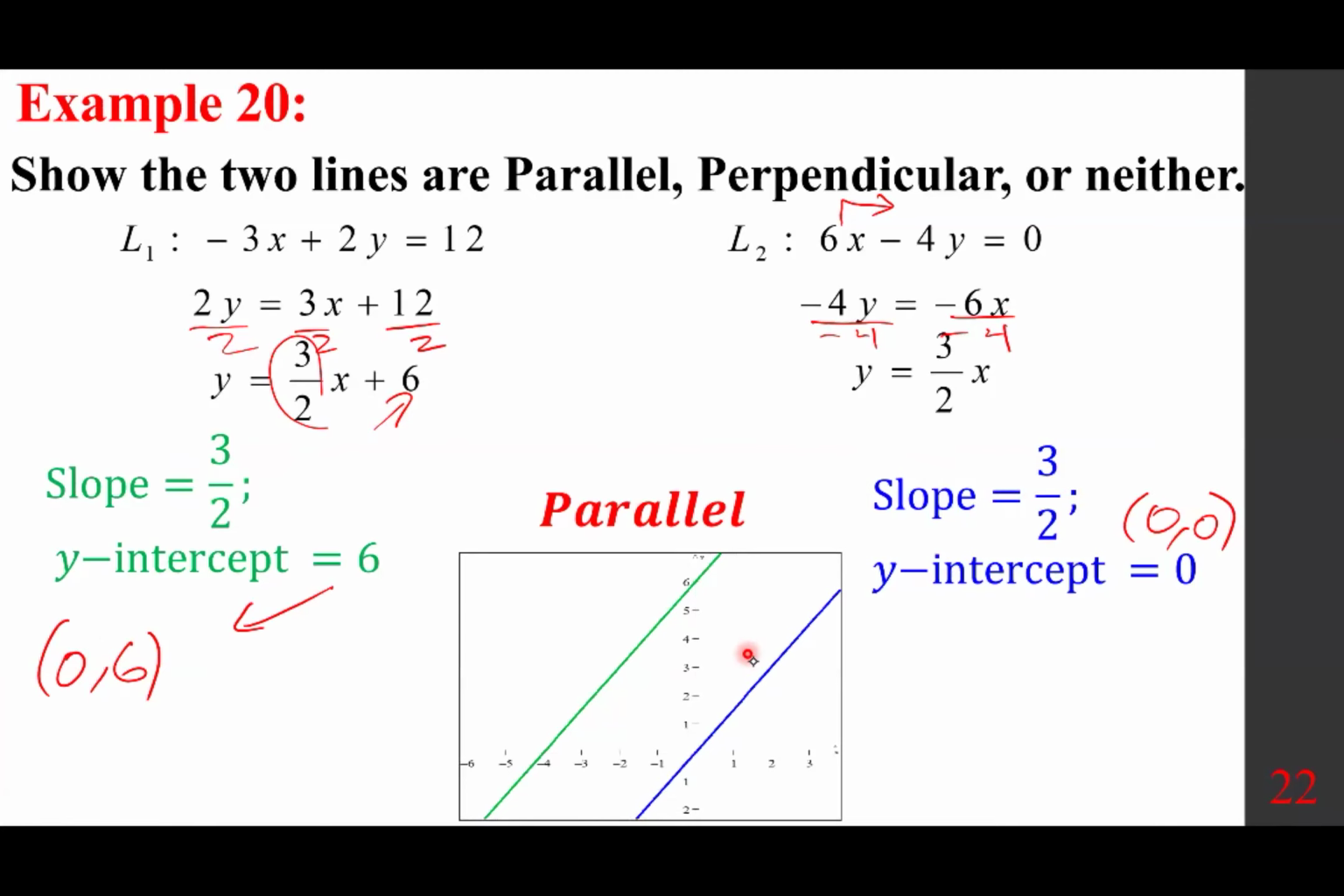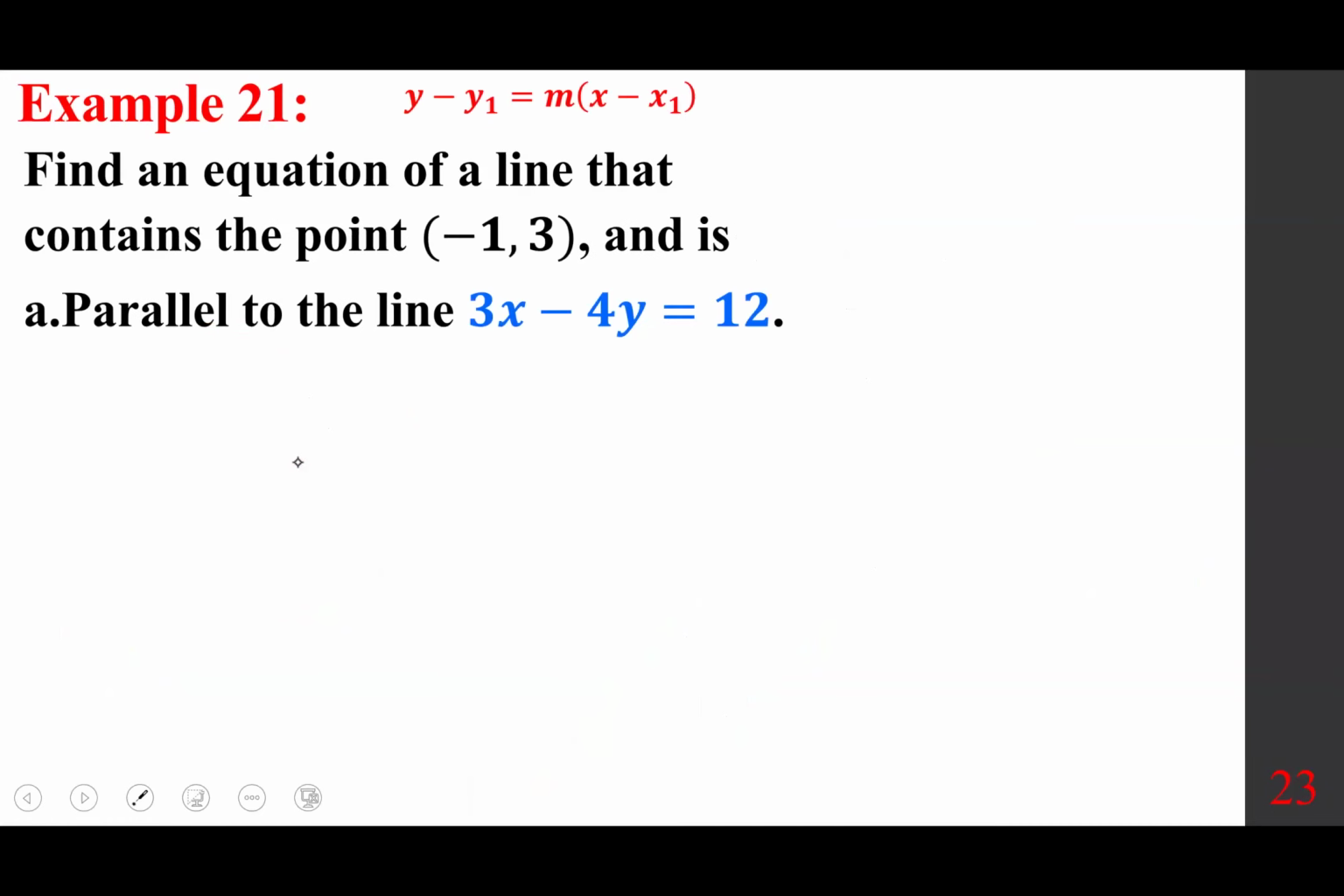Don't have to worry about the graph. They didn't ask, but roughly this is the sketch. Notice the 0, 6 here. Notice the 0, 0 here. The two lines are parallel because they have identical slopes.